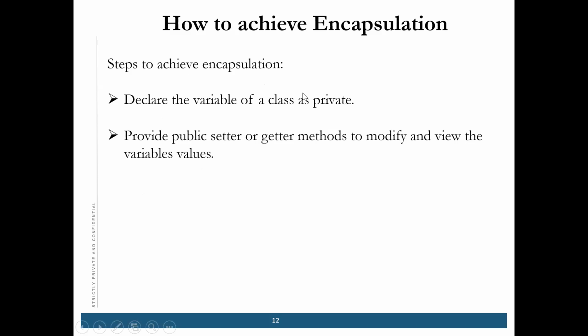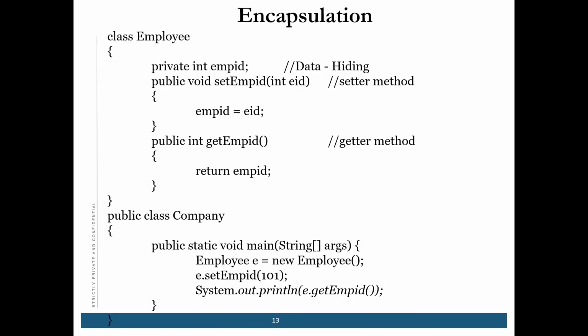First, we need to declare a variable as private in a particular class, and in another class, or the same class, we will provide the setter and getter methods. I think in the different class only. So in the different class, we will provide a setter and getter method to modify and view that particular variable, which is in a different class. So how will we do that?